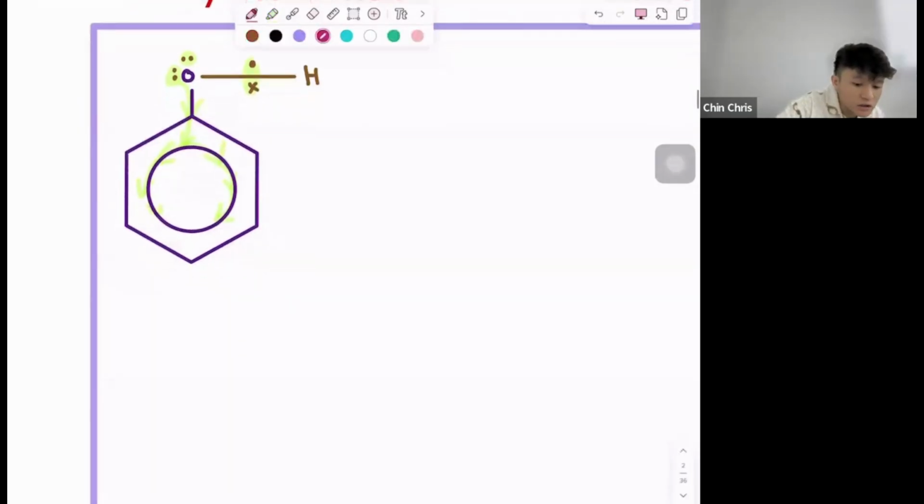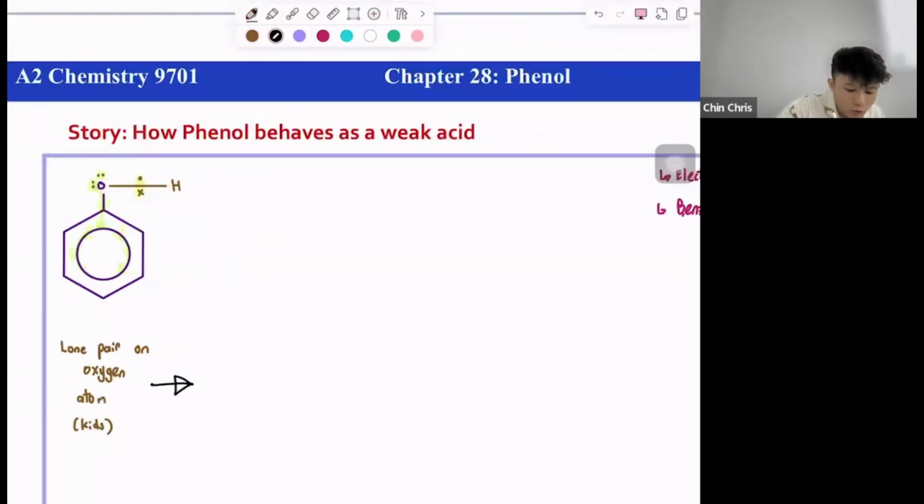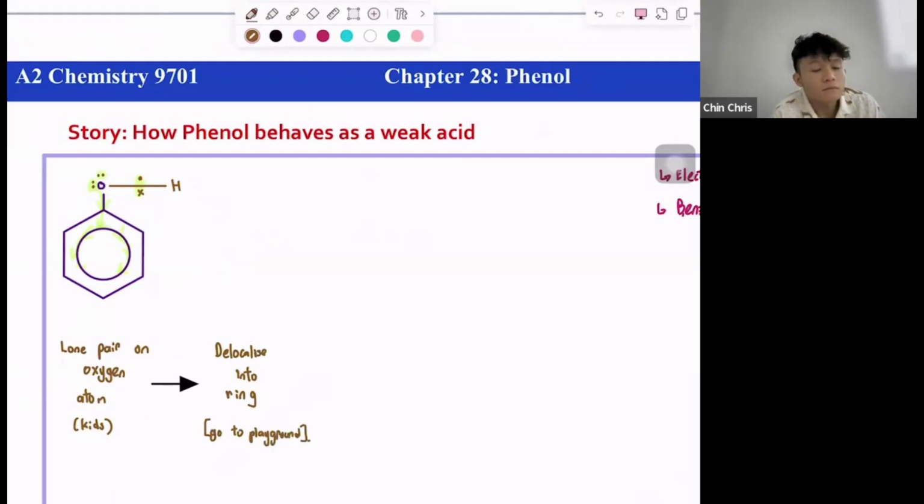Understand? So the story started from your lone pair on your oxygen atom. So all these kids, what do they do? They delocalize into the ring, move into the ring. Understand? So again, you see, your lone pair on the oxygen atom, the kids delocalize into the ring.